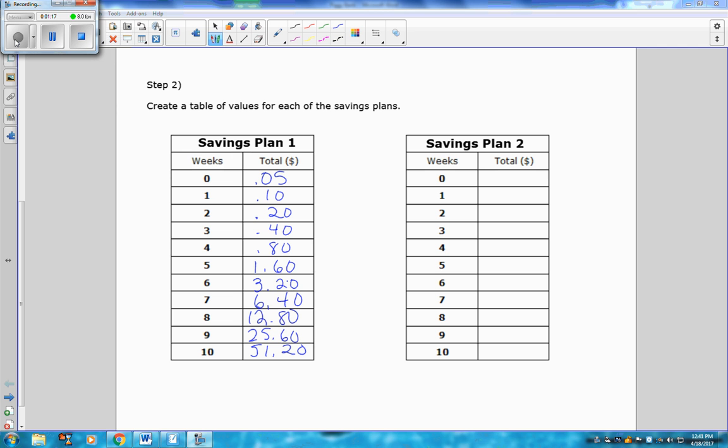Okay, so that's what your chart will look like with the savings plan one. Savings plan two, you start with $25 and you add $2 each time. So after the first week, you'll have 27, 29, and then so on, adding 2 each time.